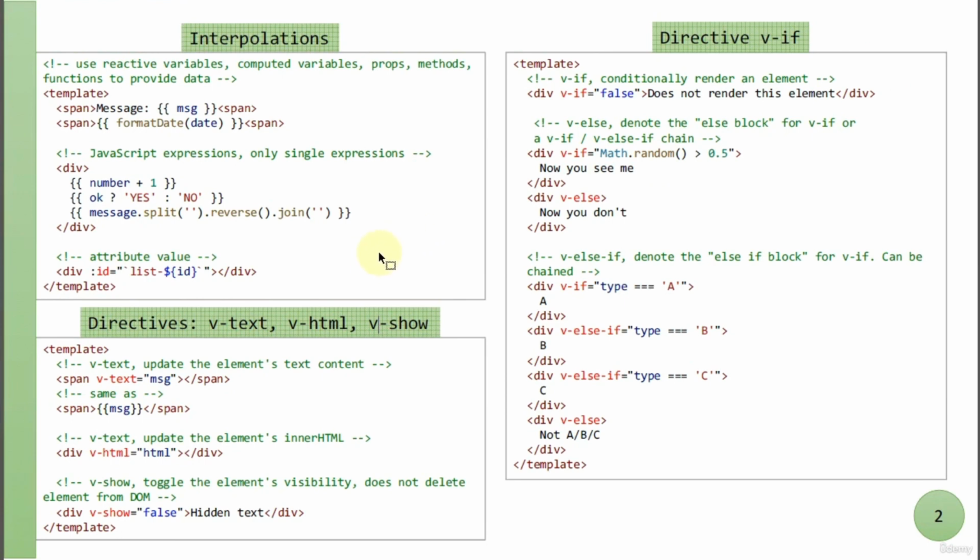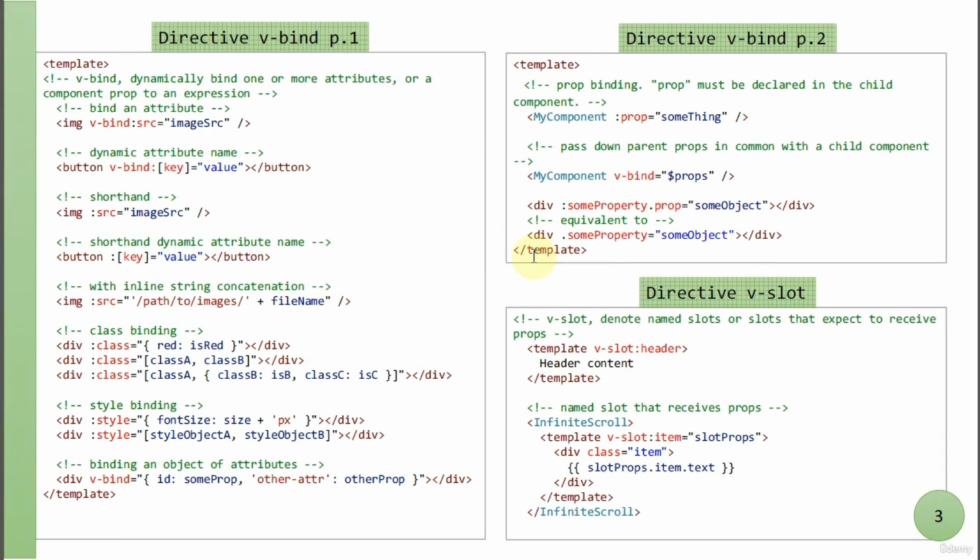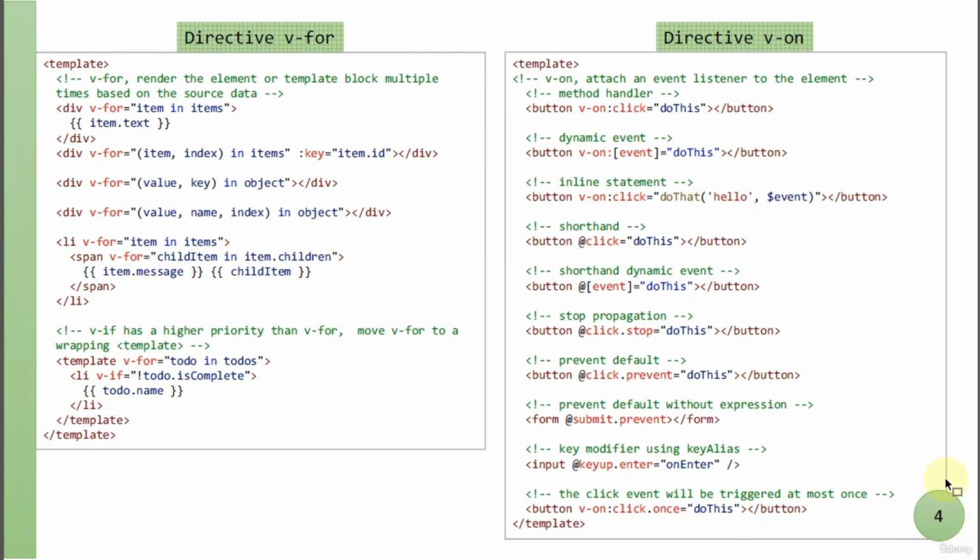I propose to start with the v-on directive. So please open page number 4, and the v-on directive attaches an event listener to the element, so we need to write v-on and then the name of the event and then provide a method. Also we can use a shorthand version. It is the @ symbol and then the name of the event.